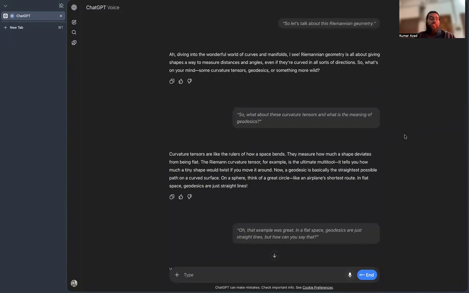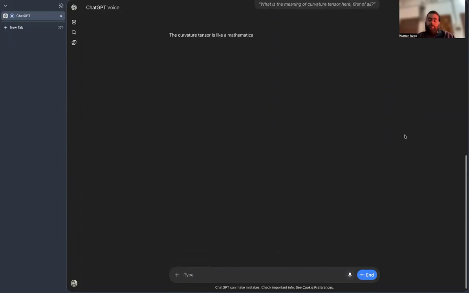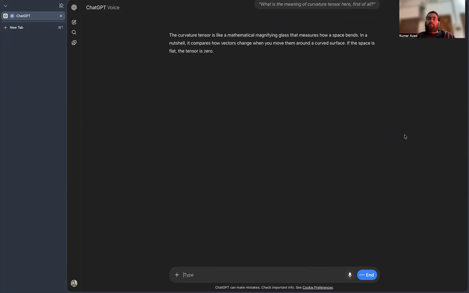So, what is the meaning of curvature tensor here, first of all? The curvature tensor is like a mathematical magnifying glass that measures how a space bends. In a nutshell, it compares how vectors change when you move them around a curved surface. If the space is flat, the tensor is zero. But if it's curved, it tells you precisely how much the shape bends, like in a sphere or a saddle. In short, it's a tool to quantify the curvature at every point.